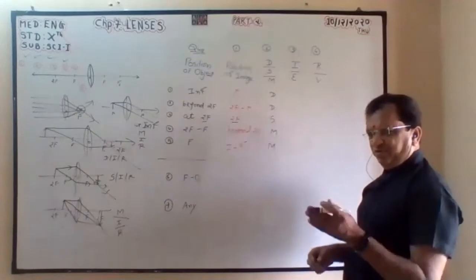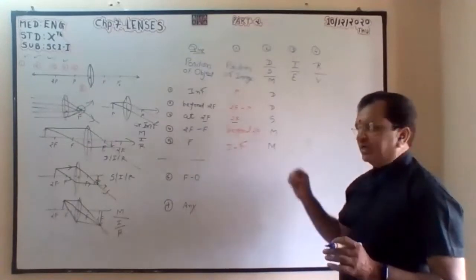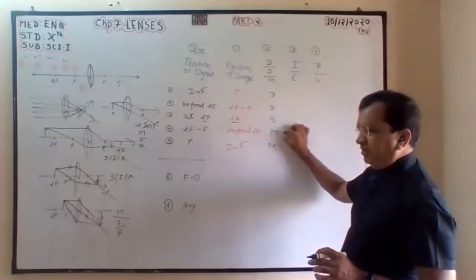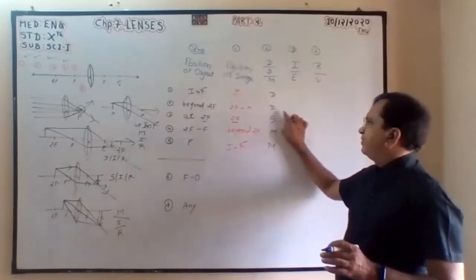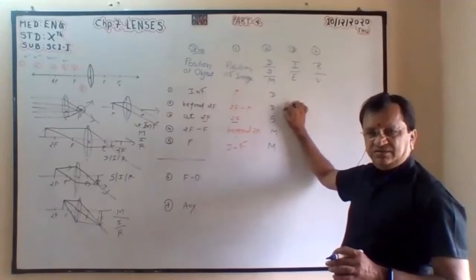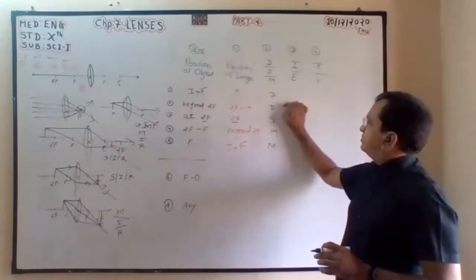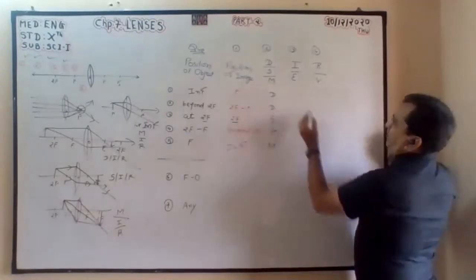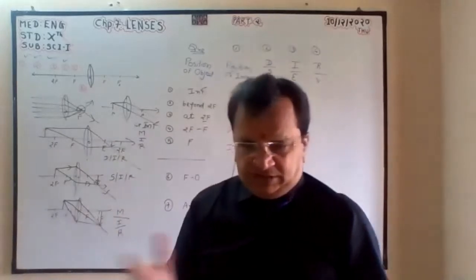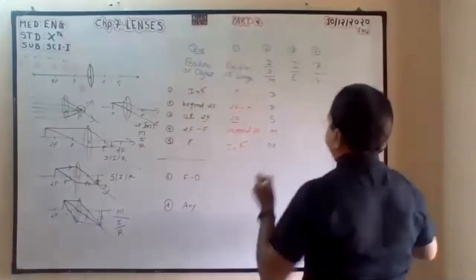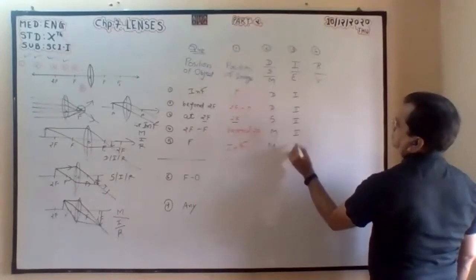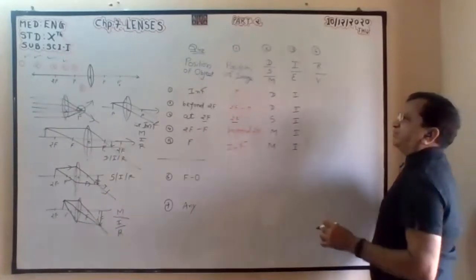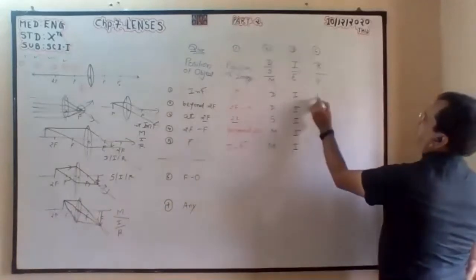But you have to compare. Compared to the object, more. Compared to the object, more. Compared to the object, same to same. Compared to the object, both are less. Next, these all 5 are inverted, and always inverted are real.